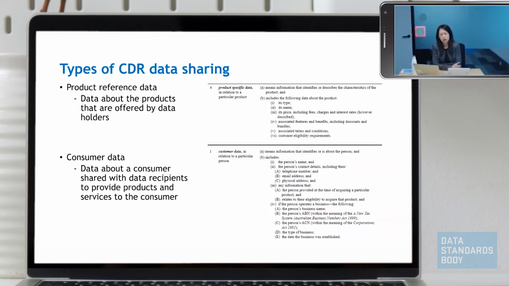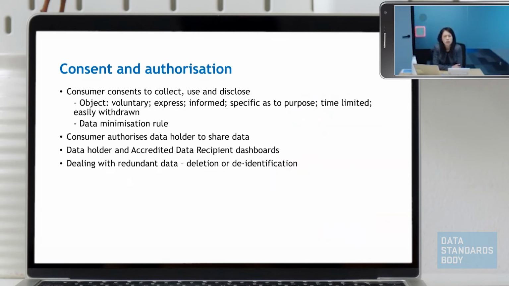So I might move to the next slide, which talks a little bit on the technical side about consent and authorisation. So another key element of the consumer data right is consent and authorisation. A consumer consents to the collection, use and disclosure of data. And it's very important to highlight that we're not just talking about your ordinary drowning in terms and conditions type consent. In the case of the consumer data right, consent is critical.